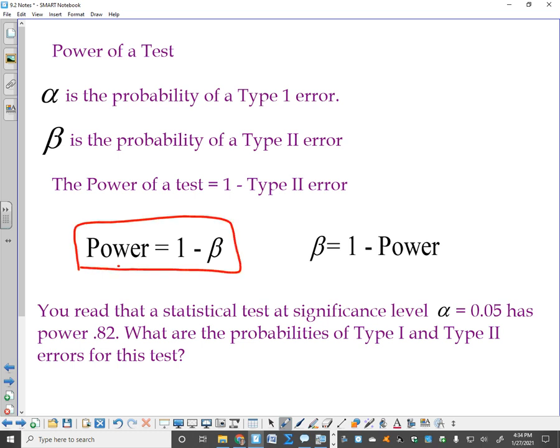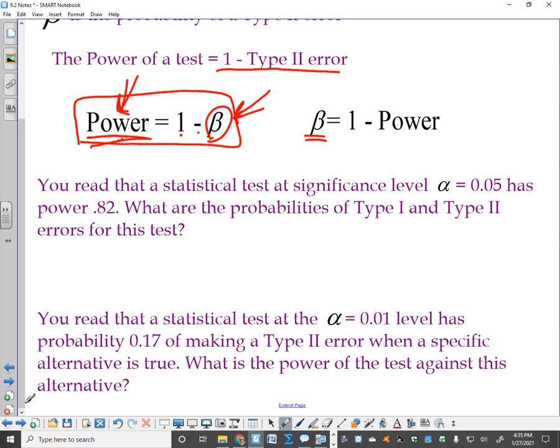The power is 1 minus beta. So then I can rearrange that and solve for beta if I want to. Or you just memorize one formula. Don't memorize both of them. But the power of a test is 1 minus the probability of a type 2 error. Well, that's beta, so the power of a test is 1 minus beta. So I can give you the power, and I want you to be able to find beta. I can give you beta, I want you to be able to find me the power. It's just a formula. No big deal. Alpha is the probability of a type 1 error. Beta is the probability of a type 2 error.